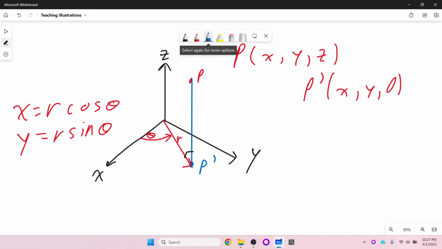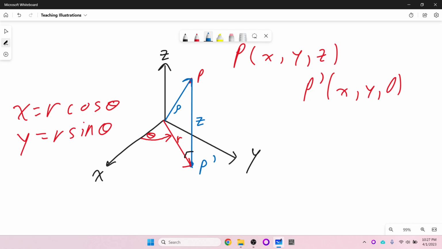Now, the ray here from the origin up to the actual P has a length of rho, because that's how we define rho. It's the straight line distance from the origin to the point. And so you're picturing this triangle out in space here: rho, r, and I guess this part has length z, because it's straight up to the point x, y, z.